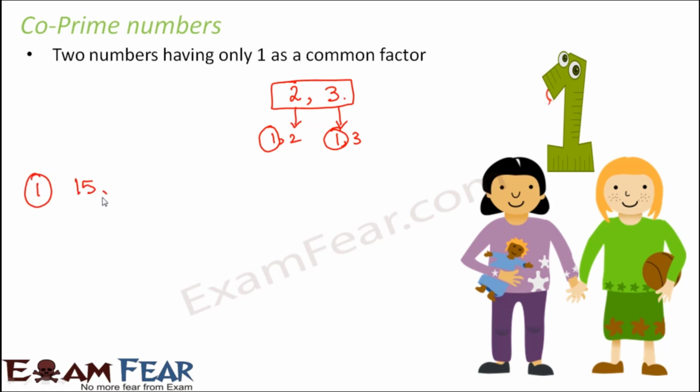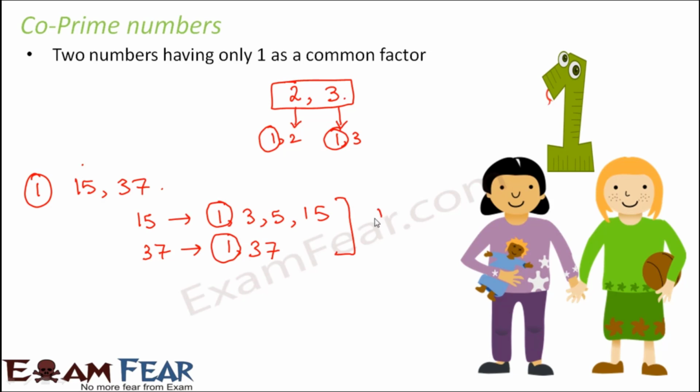So, let us consider this example, 15 and 37. Do you think that both of them are prime numbers? 15 is not a prime number, but when you look at their factors, you see that 15 has 4 factors: 1, 3, 5 and 15. What about 37? 37 is a prime number, so it has just 2 factors, 1 and 37. So which is a common factor? Only 1 is a common factor. Therefore 15 and 37 are said to be coprime numbers. Even though 15 is not a prime number, as a pair they are still called coprime numbers.